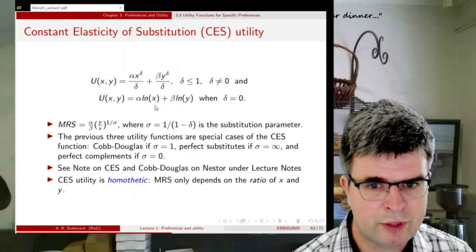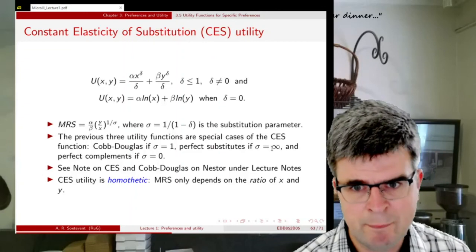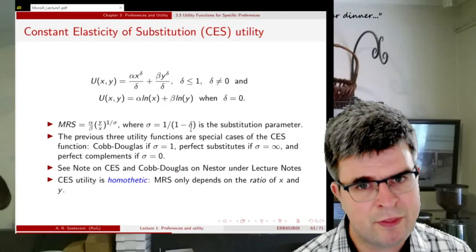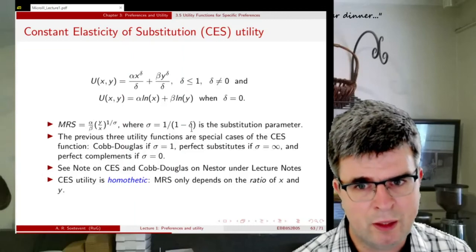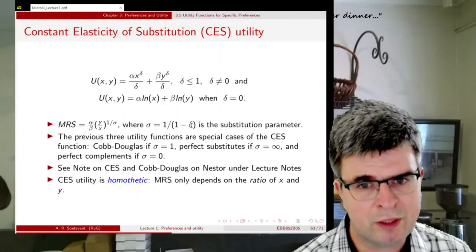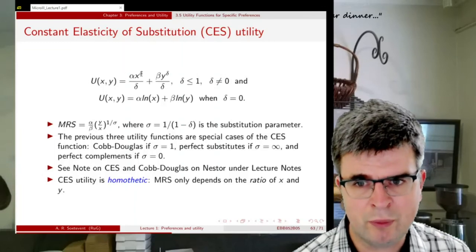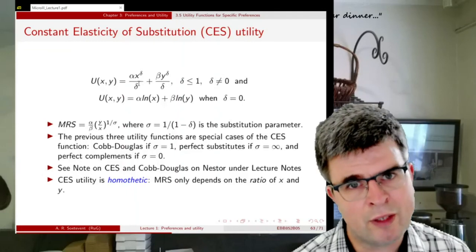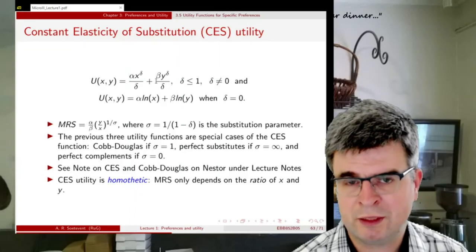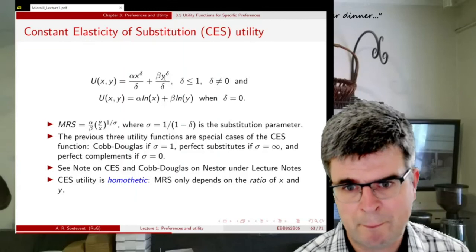Now, in the case of perfect substitutes, sigma is equal thus to plus infinity. And if sigma is equal to plus infinity, that implies that delta must be equal to 1. And if delta is equal to 1, we are in the situation of this utility function plugging in the value delta equal to 1. We arrive at the expression alpha times x plus beta times y, which is indeed the expression for the case with perfect substitutes that we observed before.